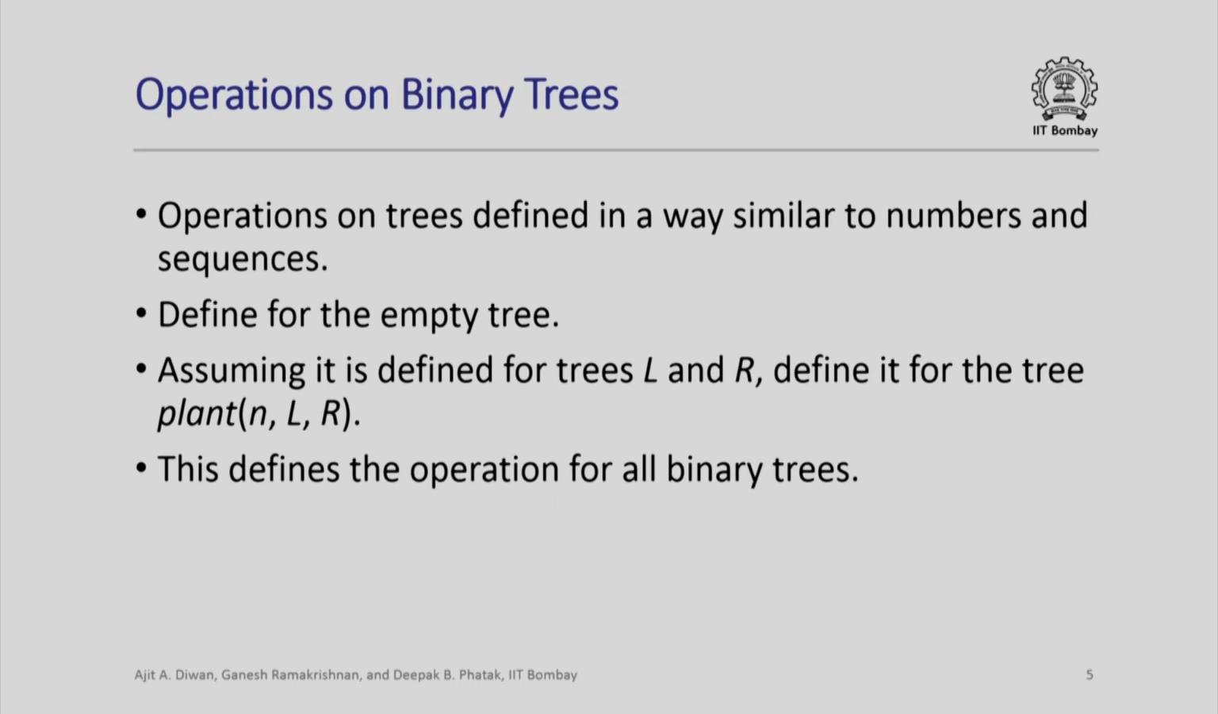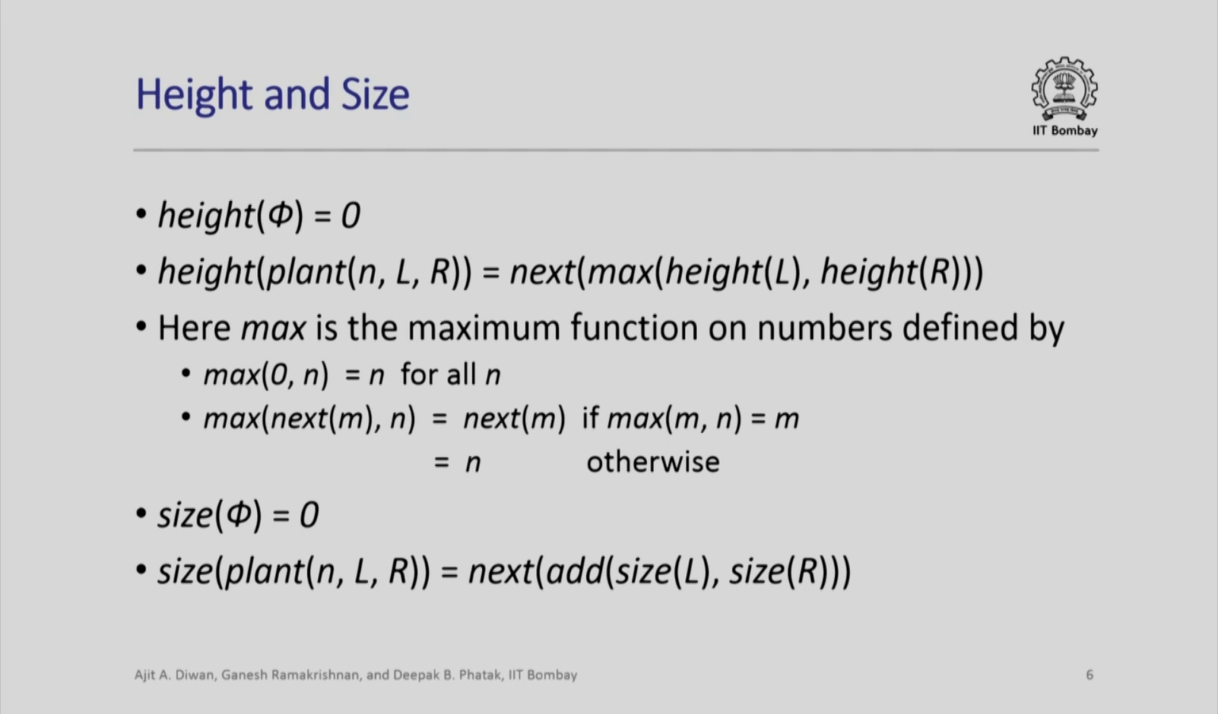So operations on binary trees are defined in a way very similar to what we did for numbers and sequences. We define the operation for the empty tree, which is the base case, and assuming it is defined for trees L and R, define it for the tree obtained by planting L and R at a node N, and this will define the operation for all binary trees, because every binary tree can be obtained using the plant operation. Let us look at some examples.